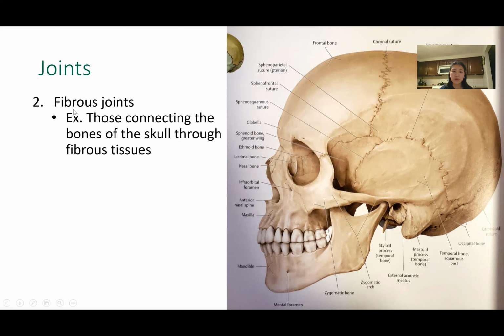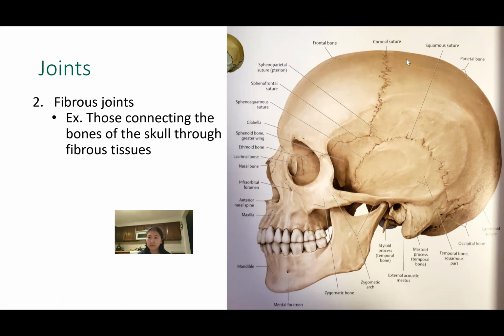Number two type of joint is the fibrous joint. So as you can see here, there are a lot of sutures in the adult skull bone. There are many sutures. So for example, the coronal suture, as well as, let's see, squamous suture. A lot of these sutures were connected with cartilage when we're babies.